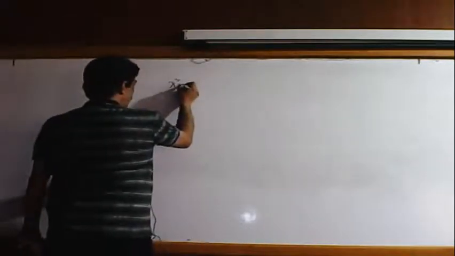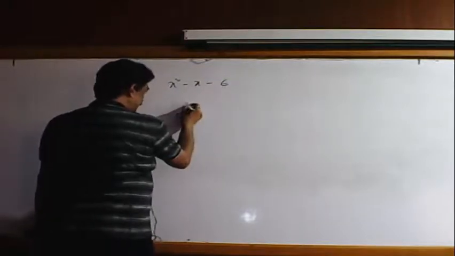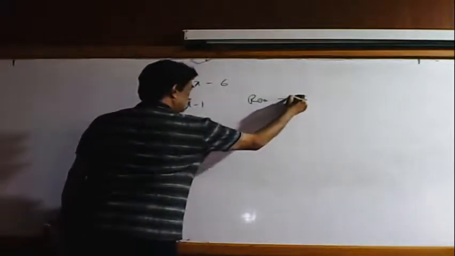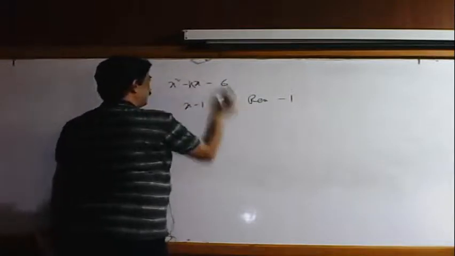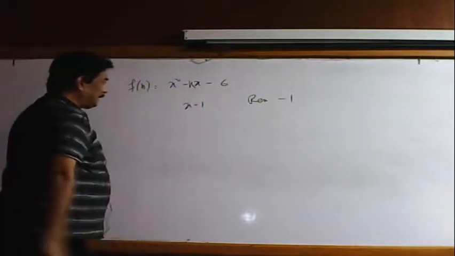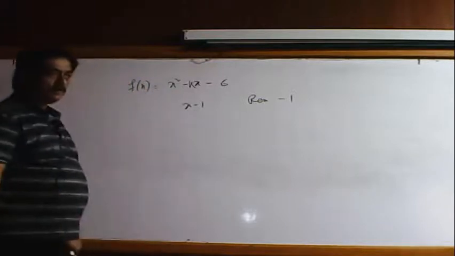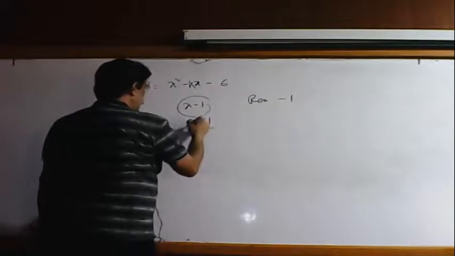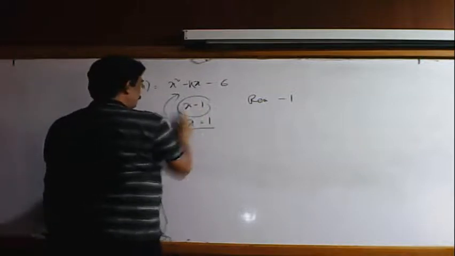x square minus x minus 6. It is given that if I divide by x minus 1, the remainder will be minus 1. Say x square minus kx minus 6, this is equal to fx. If the expression is divided by x minus 1, the remainder is minus 1, then what is the value of k? Now, if I put x equal to 1 and the expression value becomes 0, then x minus 1 is one of the factors. Now put x equal to 1.